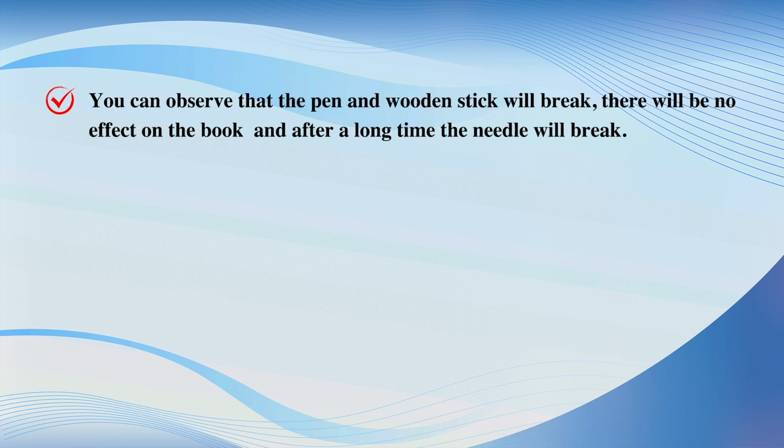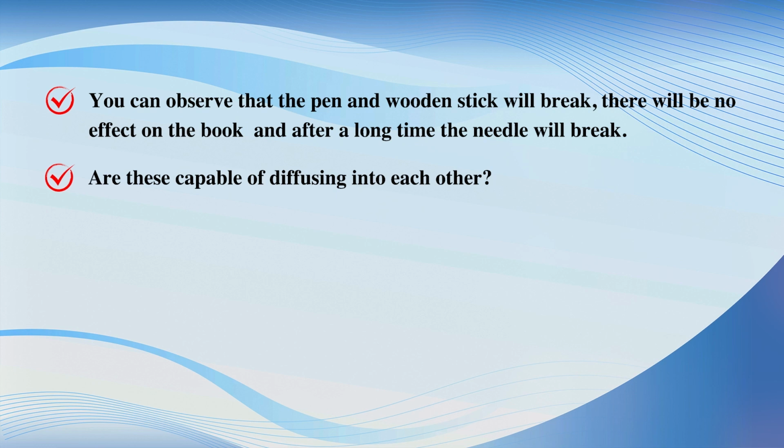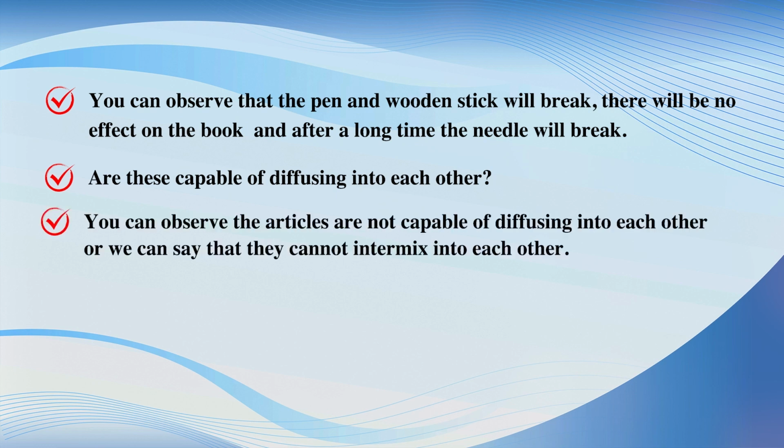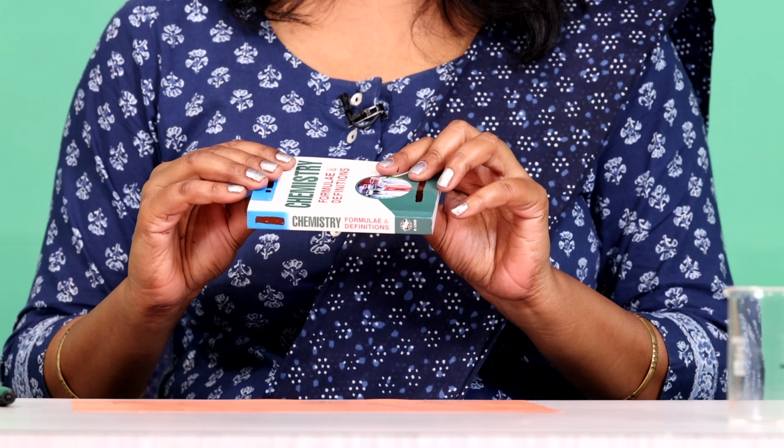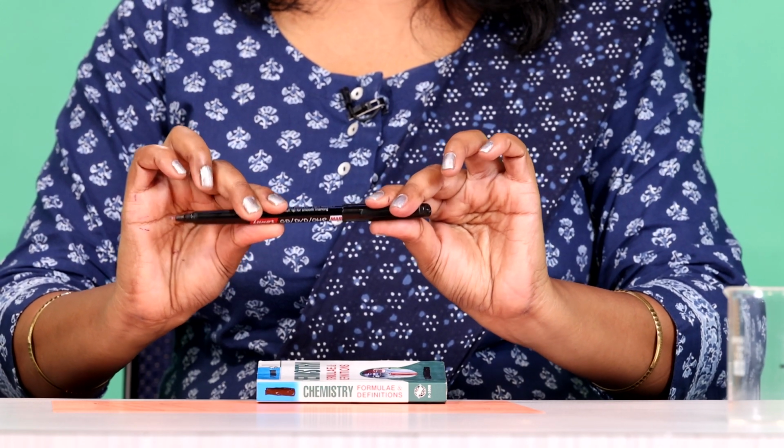What happens if they are hammered, pulled or dropped? You can observe that the pen and the wooden stick will break, there will be no effect on the book and after a long time the needle will break. Are these capable of diffusing into each other? You can observe the articles are not capable of diffusing into each other, or we can say that they cannot intermix into each other. Try compressing them by applying force. Are you able to compress them? You can observe the articles do not get compressed.